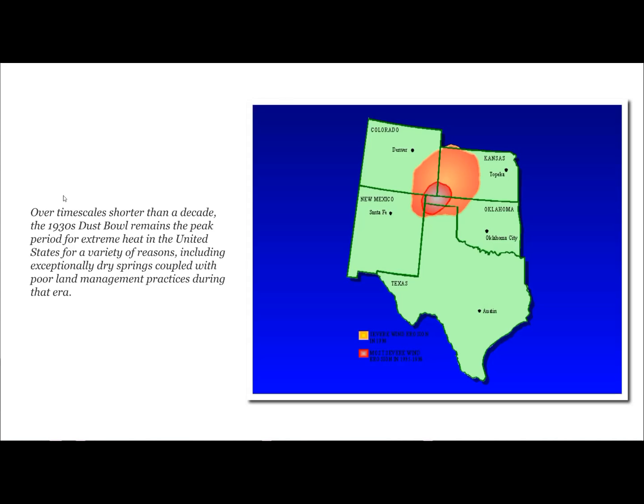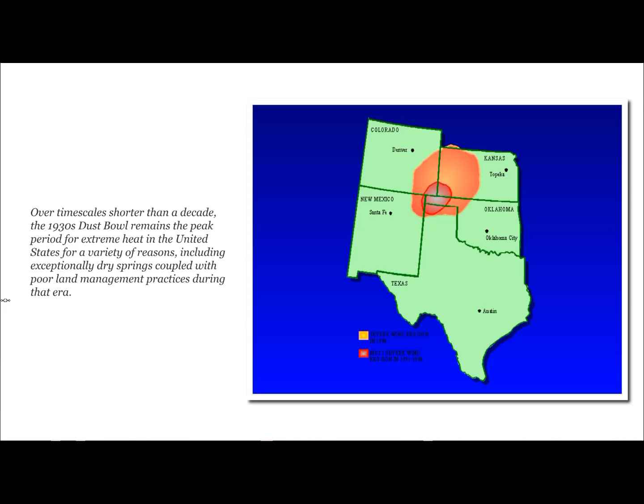At one point in the National Climate Assessment, they do briefly discuss the heat of the 1930s with this statement: "Over timescales shorter than a decade, the 1930s Dust Bowl remains the peak period for extreme heat in the United States for a variety of reasons, including exceptionally dry springs coupled with poor land management practices during that era." This statement is again very deceptive for a number of reasons.